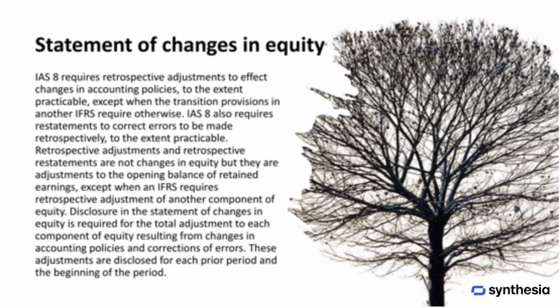IAS 8 requires retrospective adjustments to reflect changes in accounting policies to the extent practicable, unless otherwise specified by the transition provisions in another IFRS. It also mandates restatements to correct errors, which must be applied retrospectively, again to the extent practicable. These retrospective adjustments and restatements are not considered changes in equity, but instead are adjustments to the opening balance of retained earnings, unless another IFRS specifies a retrospective adjustment to a different component of equity.